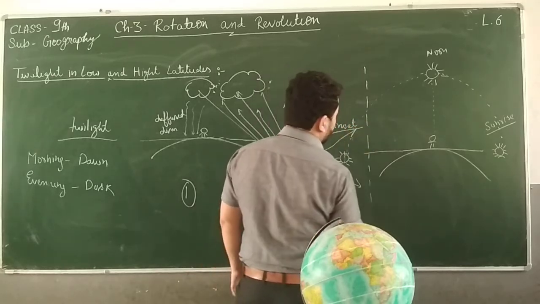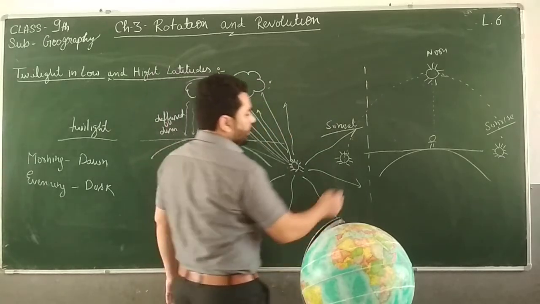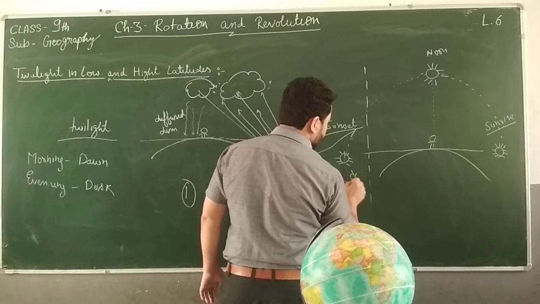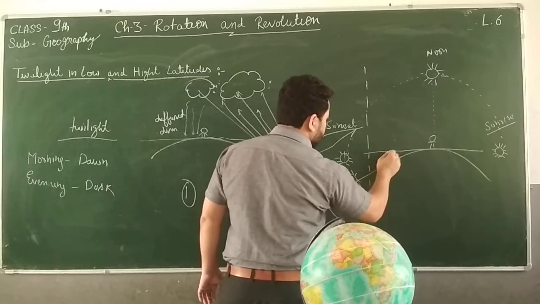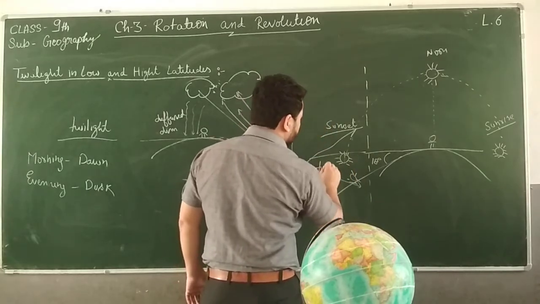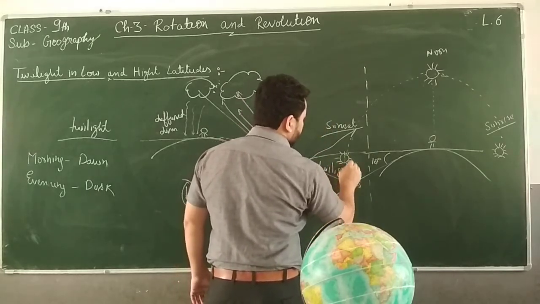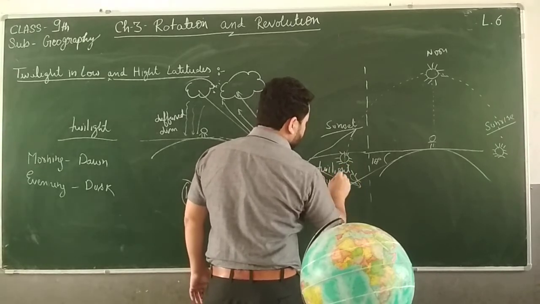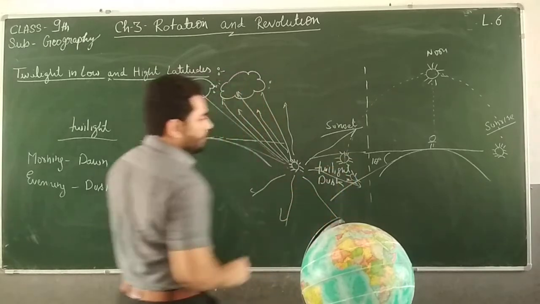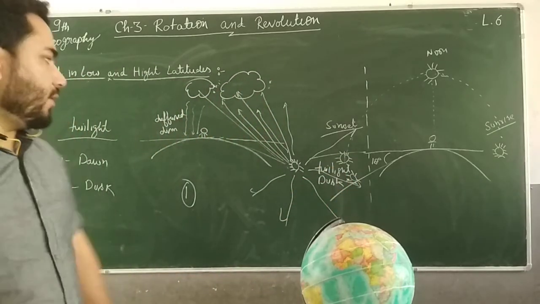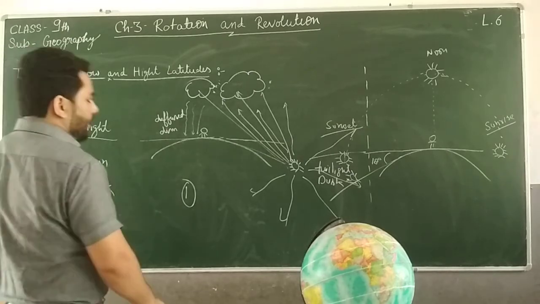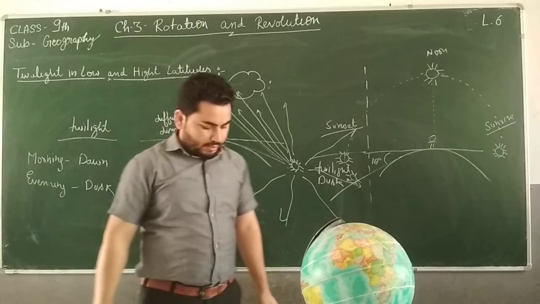Clear? And till 18-degree, when the sun reaches from here till here, you may experience this period as twilight or dusk, when the sun comes from here to here. So these are the phenomena of twilight, dawn, dusk. I hope you would have understood that.